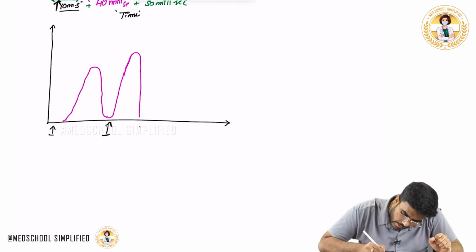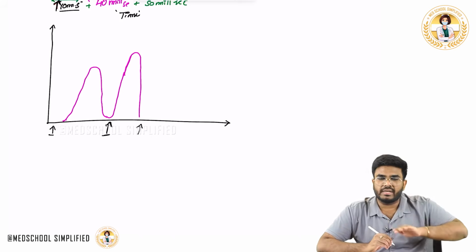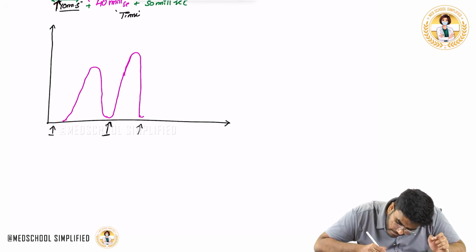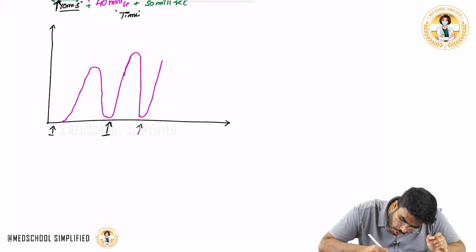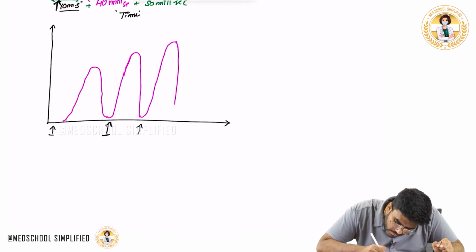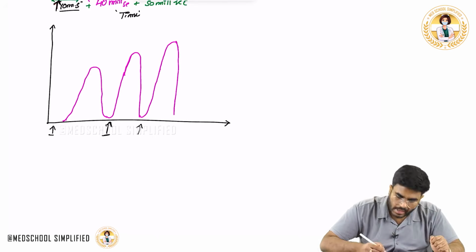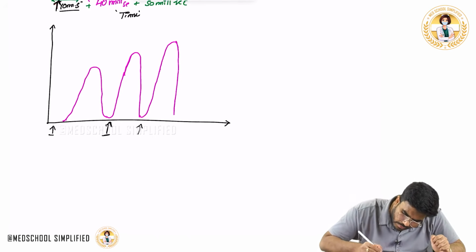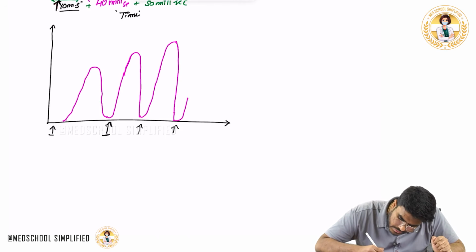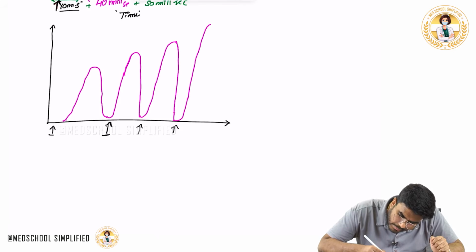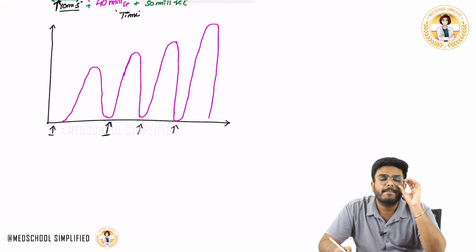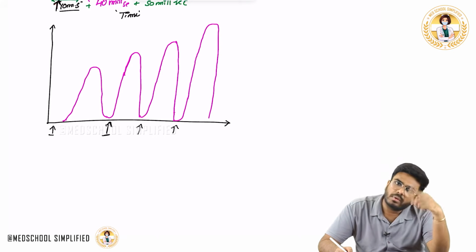Now again, I am stimulating one more time here. When the muscle is completely relaxed, again I am stimulating. The force generated in this contraction by the same motor unit is going to be more again when compared to the first two. I am going to stimulate it again here. Same story: the force generated by the same motor unit is going to be again more.